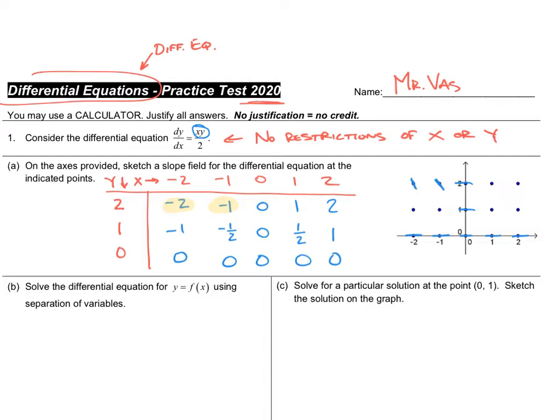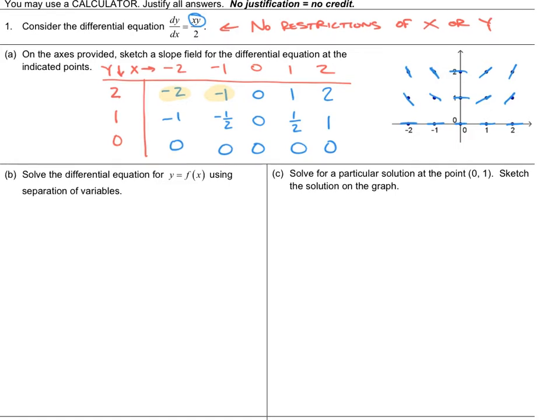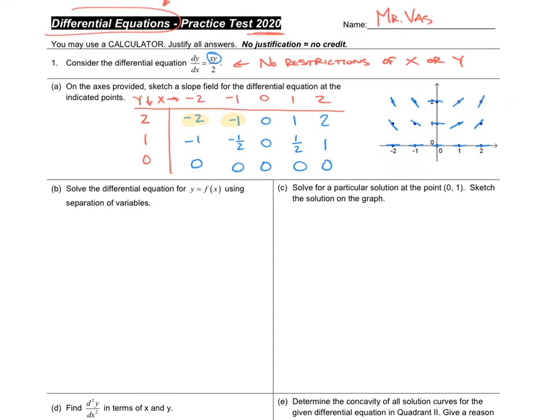Now here are the rest of the slope segments. Okay, there's our slope field. Let's move on to part B of this problem. It says solve the differential equation for y equals f of x using separation of variables. So you know that I've got a 4-step process that I like to use. So we're going to separate, we're going to integrate, and then we're going to rewrite. So let's see what that looks like here.